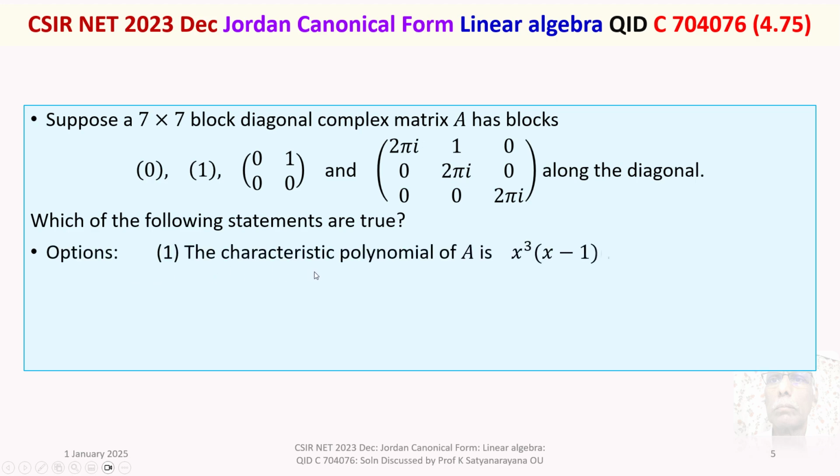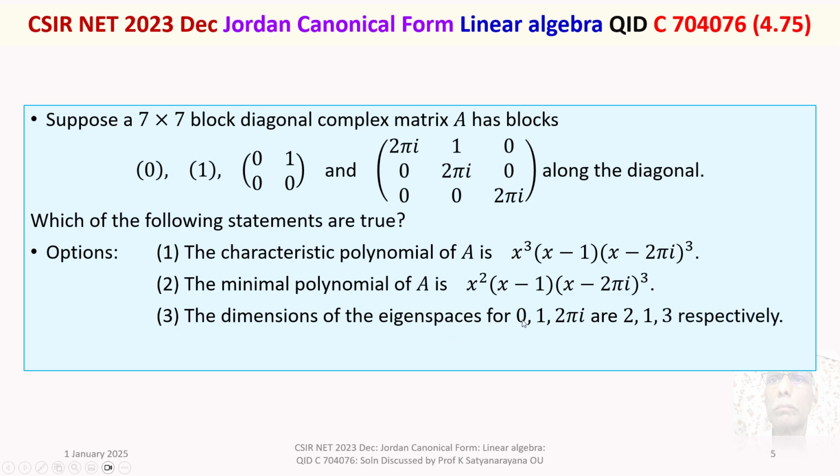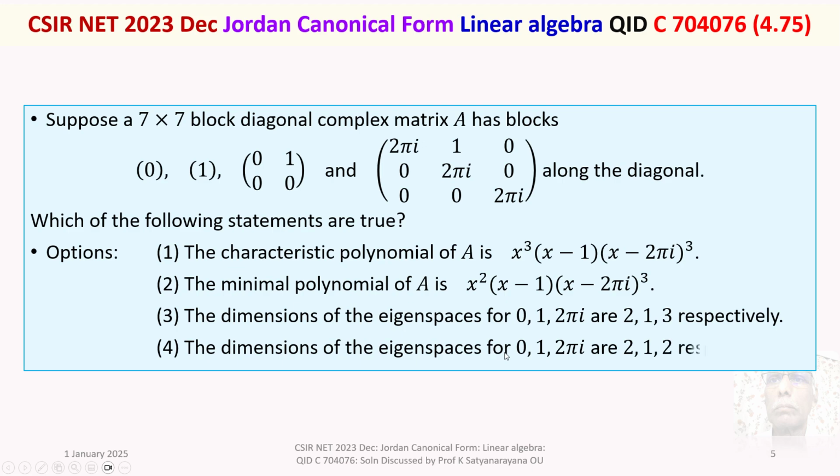Option 1, the characteristic polynomial of the matrix A is x cube into x minus 1 into x minus 2 pi i whole cube. Option 2, the minimal polynomial of A is x square into x minus 1 into x minus 2 pi i whole cube. Option 3, the dimensions of the eigenspaces for 0, 1, 2 pi i are 2, 1, 3 respectively. Option 4, the dimensions of the eigenspaces for 0, 1, 2 pi i are 2, 1, 2 respectively.